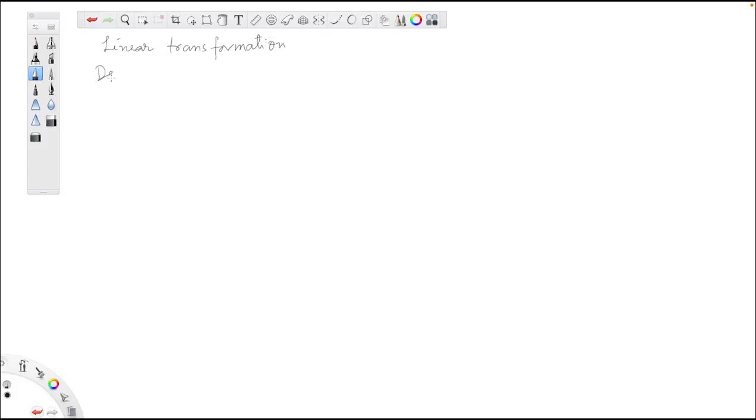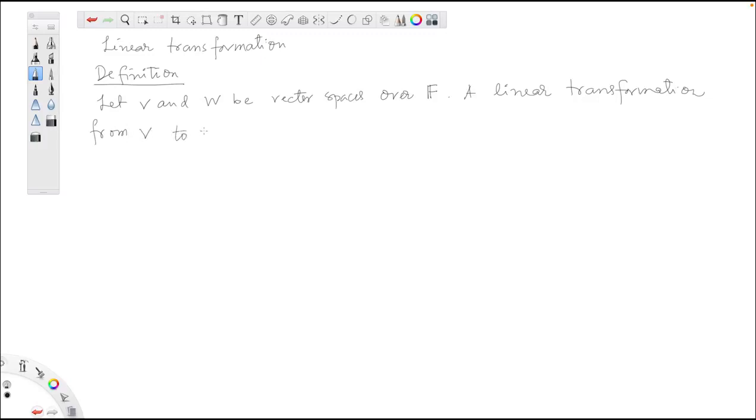Let me give you the definition of a linear transformation first. For this purpose we will require two vector spaces defined over the same ground field. Let V and W be vector spaces over F. A linear transformation from the vector space V to the vector space W is a function T from V to W satisfying the following condition.